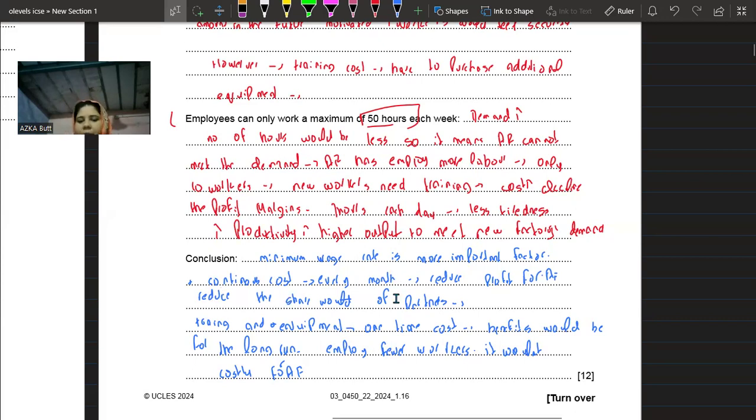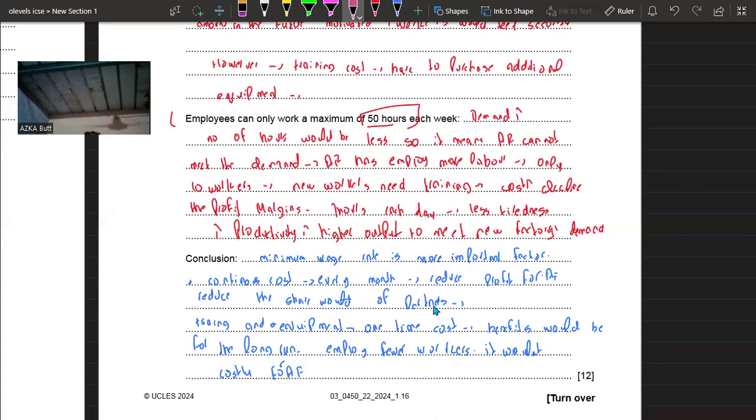So in conclusion, I have selected the minimum wage rate, as in my point of view the minimum wage rate affects AF more. The minimum wage rate is the more important factor because it is a continuous cost. Because if you see the second one, purchasing the new equipment, this is only a one-time cost. But increasing the minimum wage rate is a cost which is continuous.